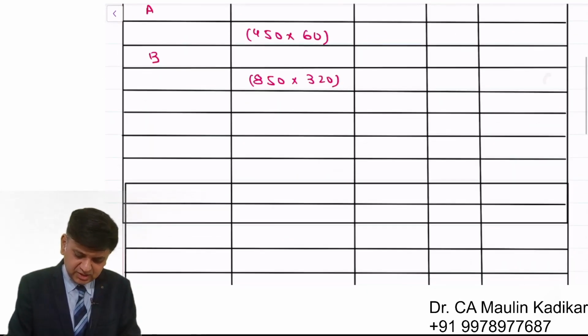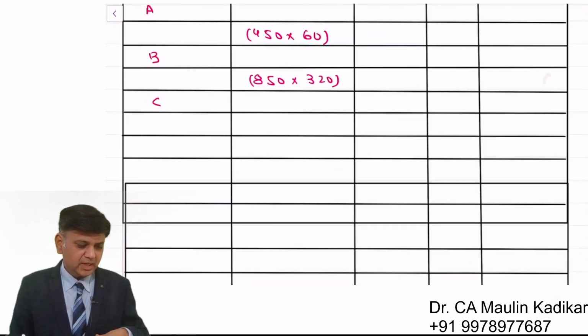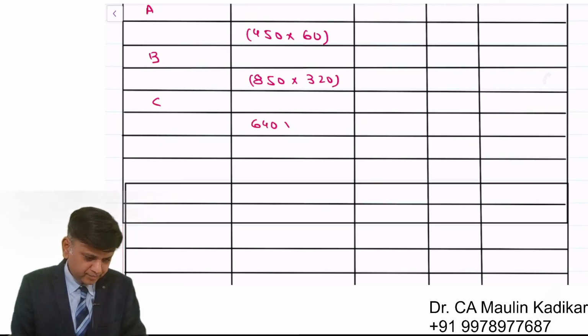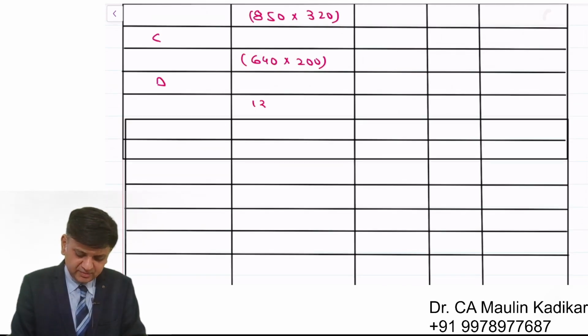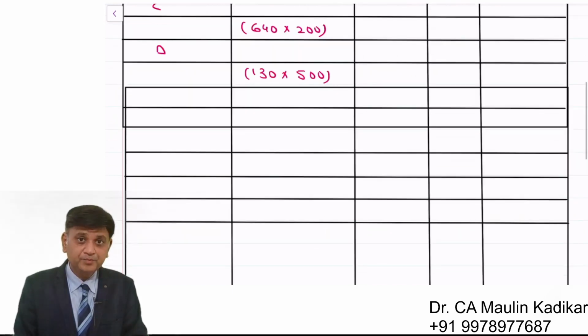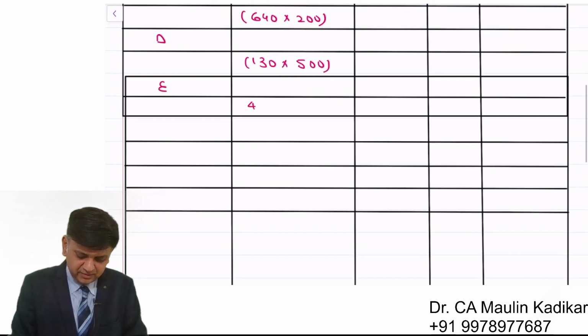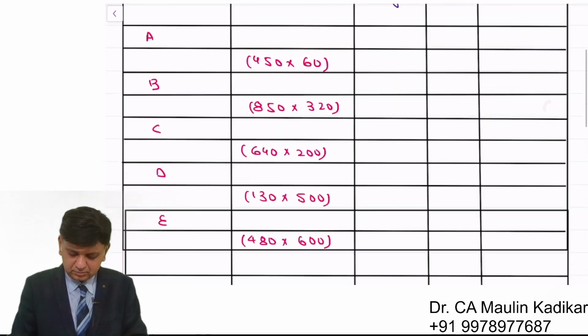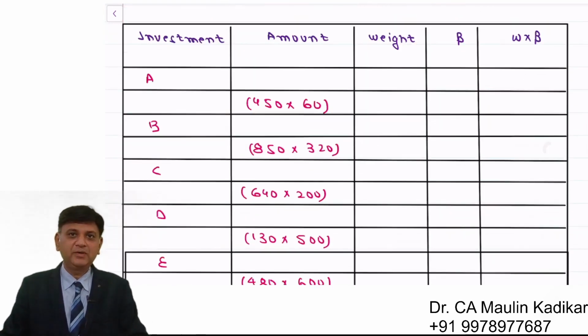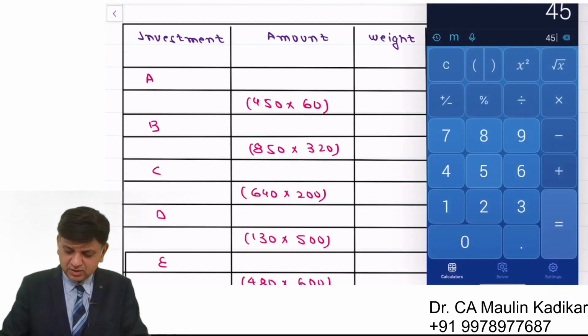Investment is made in security C. Its market price is given as rupees 640 and number of shares are given as 200. Security D, market price is 130 and number of shares are given as 500. Next is security E. In that, market price is 480 and number of shares are given as 600. This is the way the amount of the investment will be calculated. So please use your calculator.